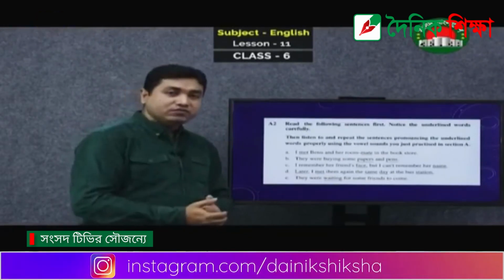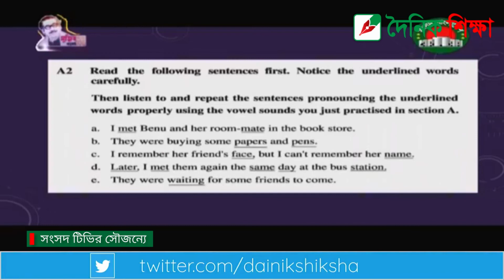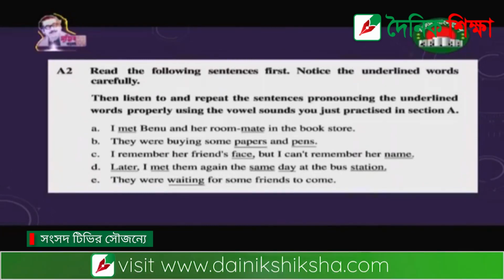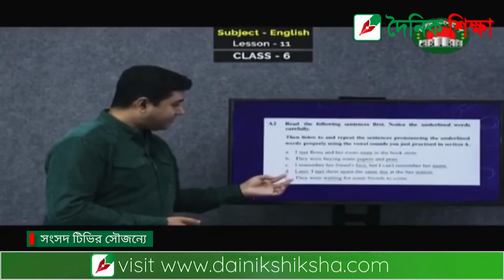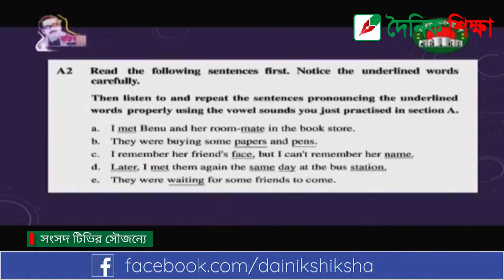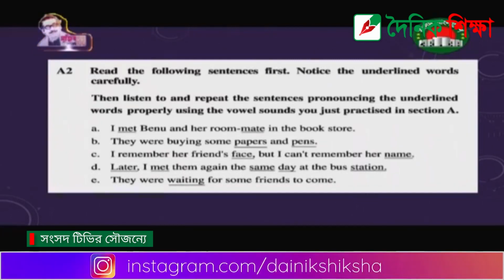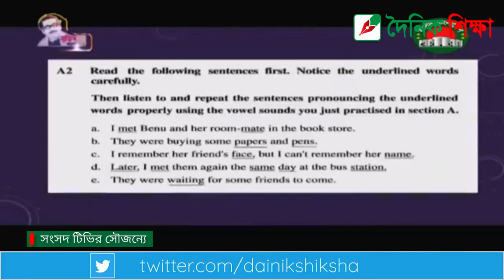Number B, they were buying some papers and pens. Number C, I remember her friend's face, but I cannot remember her name. Here, face and name. Number D, later I met them again the same day at the bus station. Here you can see the underlined words later, met, same, day, station. And in the last sentence, you can see they were waiting for some friends to come. Here, the underlined word is waiting.